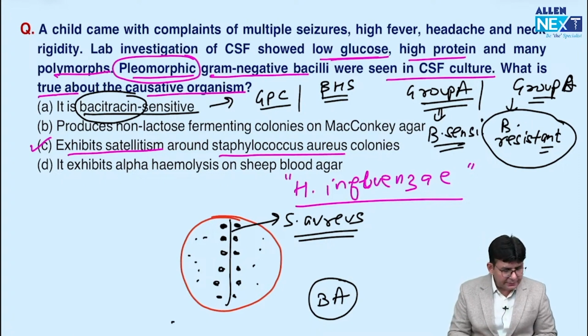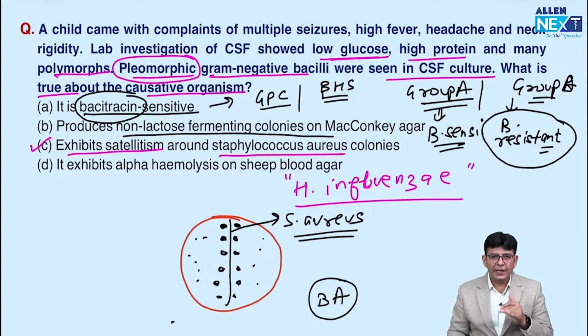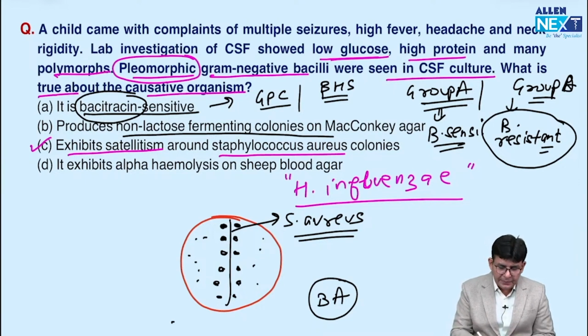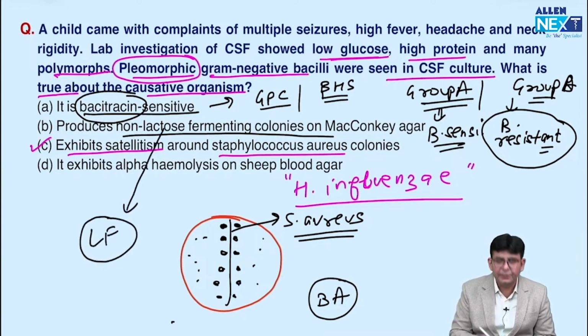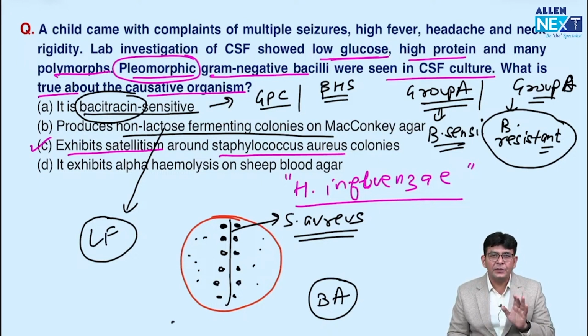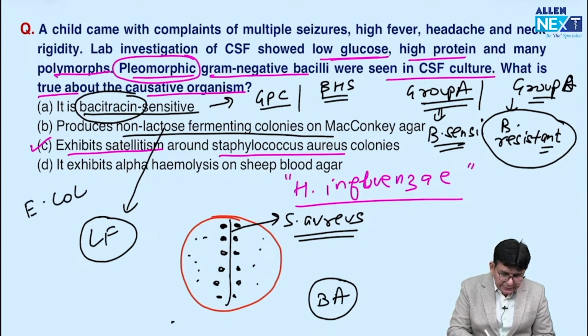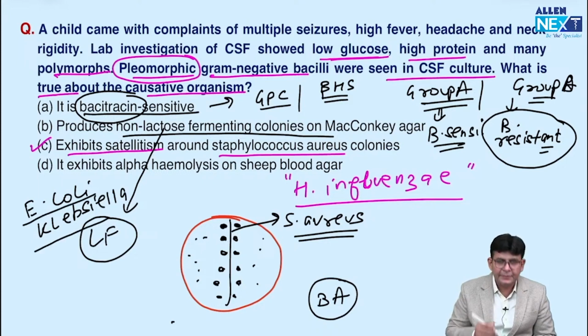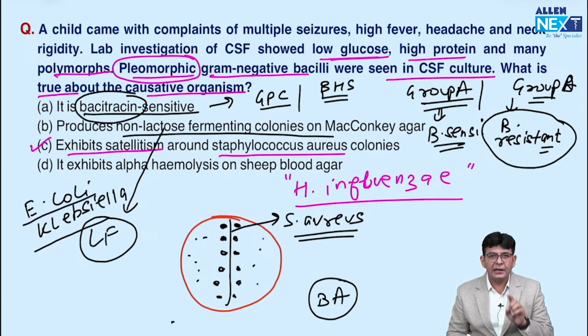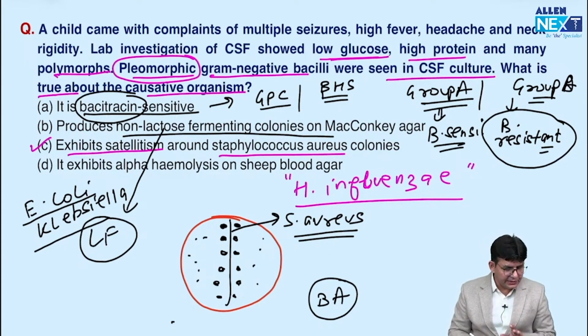Fine. Then other ones, which produce non-lactose fermenting colonies on MacConkey agar. So non-lactose or lactose, like that if the question is coming, and suppose the question is telling about the lactose fermenters. So you know the lactose fermenter which causes neonatal meningitis. So guys, you know that is E. coli and Klebsiella. E. coli and Klebsiella, they are the ones which are lactose fermenters, and they are also associated with meningitis. Which meningitis? Neonatal meningitis. Is it fine?